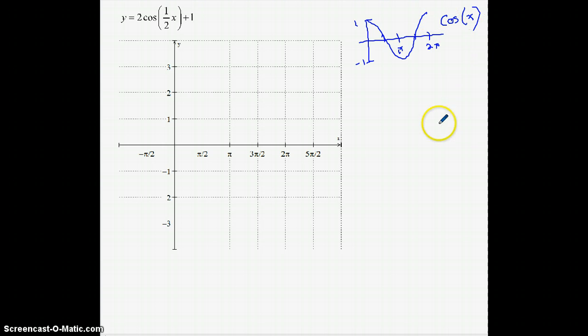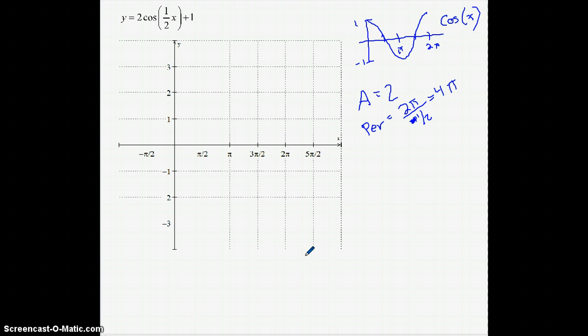Just like we did before, let's get the amplitude. Amplitude is going to be 2. The period. Okay, so the period is going to be 2 pi over pi over 1/2 rather. So it's going to be 4 pi.